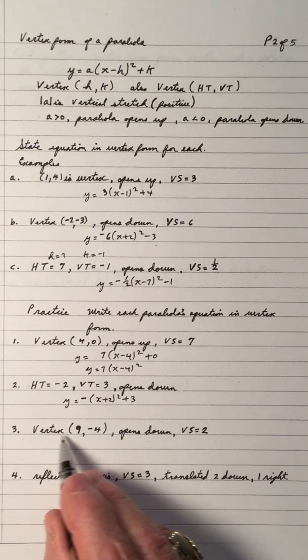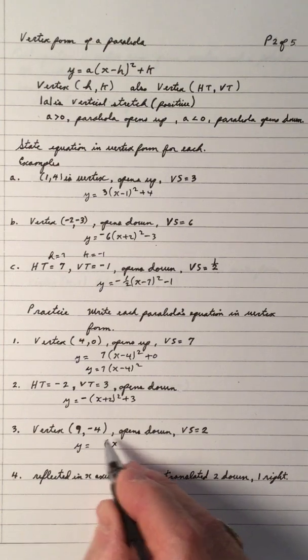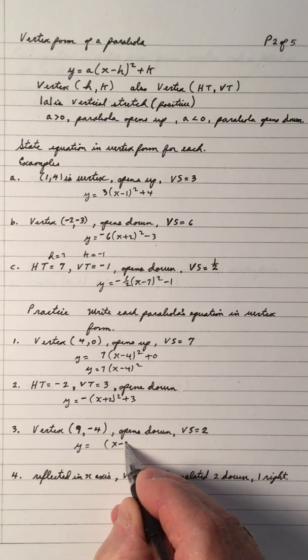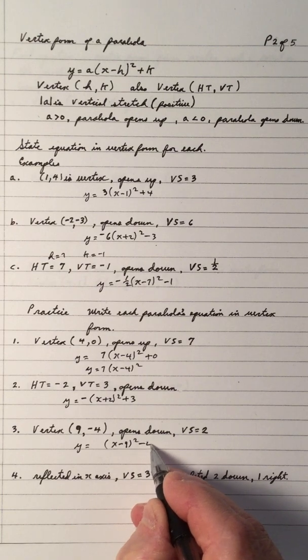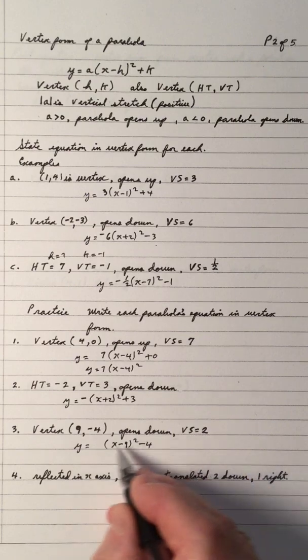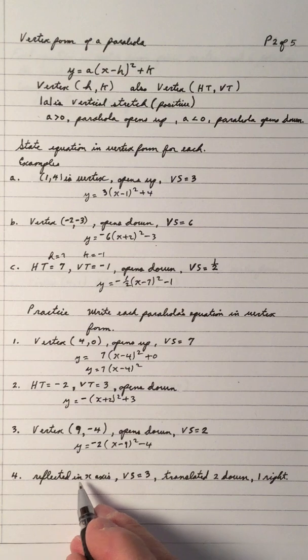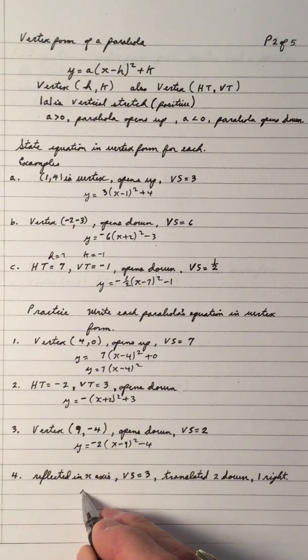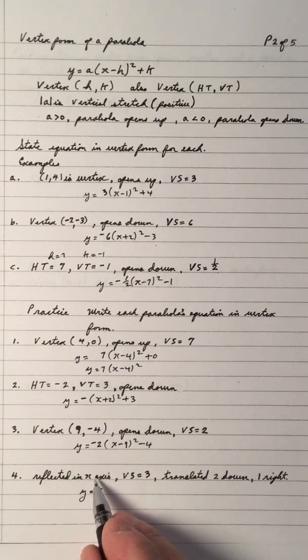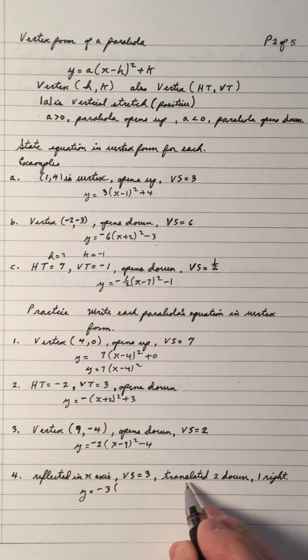And number 3, the vertex is 9, -4, so it's y equals, we have a bracket, so 9 is the vertex, so it's a -9 in the equation, and a -4, so we change the sign of this one, but not this one. The vertical stretch is 2, so that's a 2, and it opens down, so it's a minus. Reflected in the x-axis is the same as saying it opens down, so the equation has a minus, because it's reflected, goes downward. The vertical stretch is 3, so a is 3.